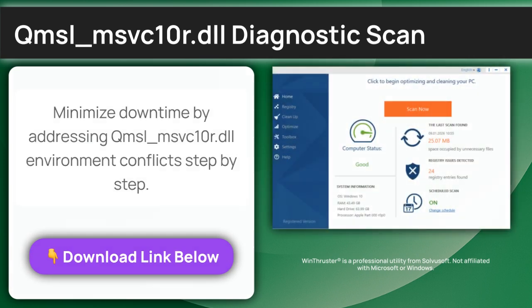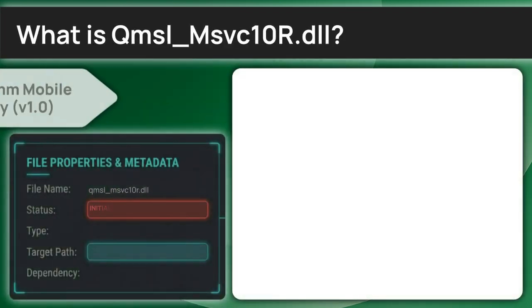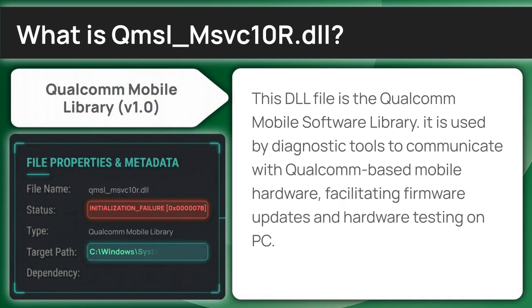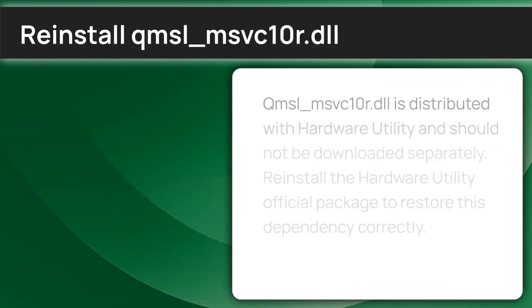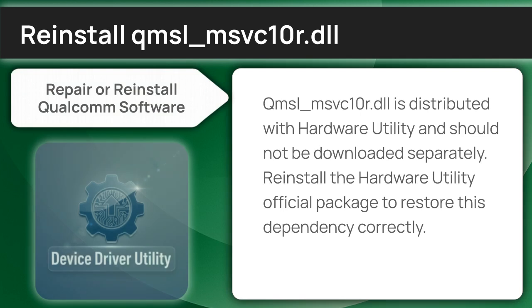This DLL file is the Qualcomm Mobile Software Library. It is used by diagnostic tools to communicate with Qualcomm-based mobile hardware, facilitating firmware updates and hardware testing on PC. With the explanation out of the way, let's refresh the affected files. This error commonly appears when specific hardware utility files are missing or corrupted in the app folder. Reinstall the official version of the hardware utility to repair the application and replace the QMSL MSVC10R DLL dependency.